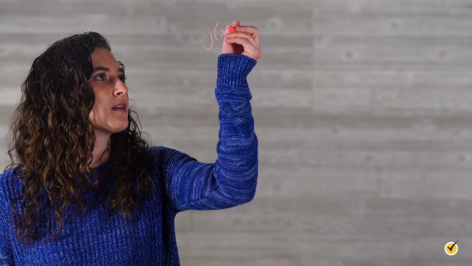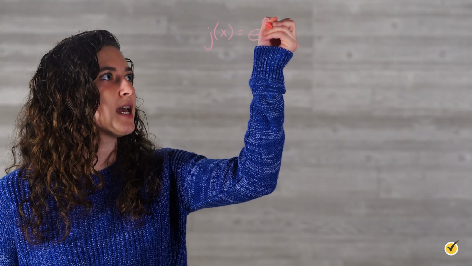Let's do another example. Use the chain rule to find the derivative of the function j of x is equal to e to the 8x squared.